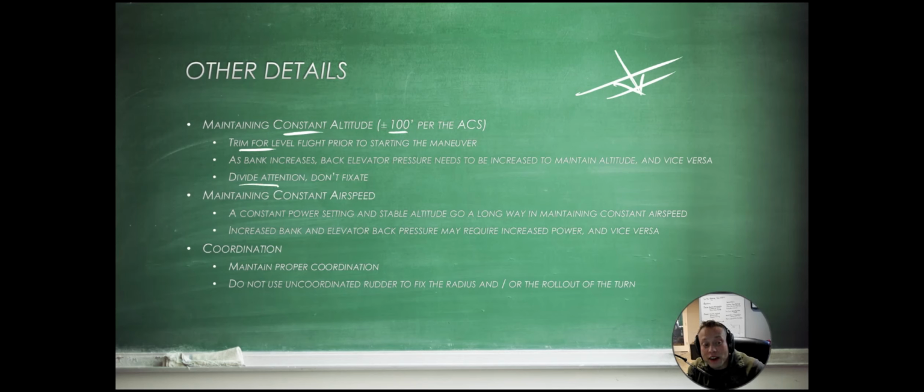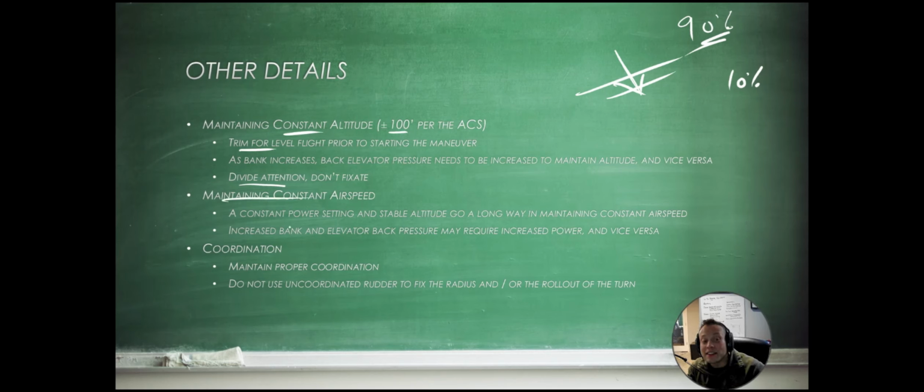You need to learn how to divide your attention. You don't want to fixate on one single thing. This is a very dynamic maneuver. You have to be looking up 90% of your time, looking for other traffic, looking at your reference points, and then double checking 10% of your time inside the aircraft, checking your instruments to make sure you're not losing any altitude. All your engine instruments are good to go. But again, 90% of your time should be up and out of the aircraft.